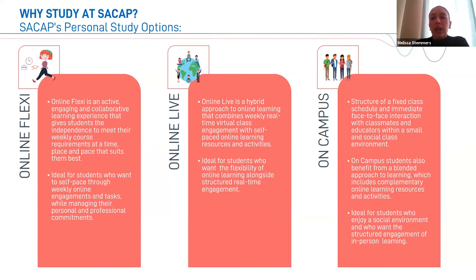And then finally, just to touch on our on-campus option, this is structured in the form of a fixed class schedule and immediate face-to-face interaction with your classmates and educators within a small and social class environment. On-campus students will also benefit from a blended approach to learning, which includes complementary online learning resources and activities. This option is naturally ideal for students who enjoy a social environment and who want the structured engagement of in-person learning.